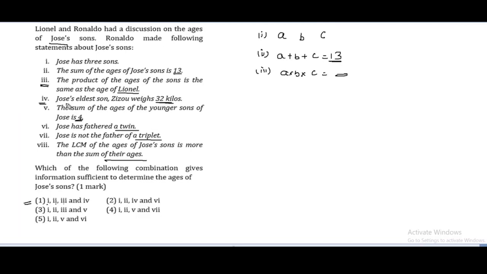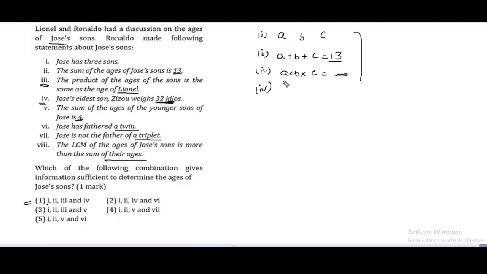Joe's eldest son Jijou weighs 32 kilos, so obviously that has nothing to do with the age. So we cannot find the answer by using the third and fourth conditions. Definitely you can eliminate all the options which give you the third hint or the fourth hint. This one gives me the third hint, no use. This one gives me the fourth hint, no use. I am left with the fourth option or the fifth option.